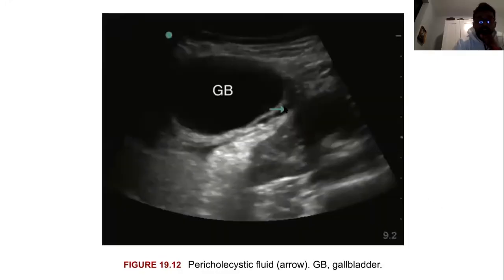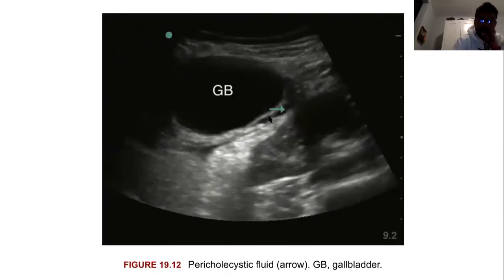And then here, this is the gallbladder, the anechoic region. This is the wall, and then you see this little thin line of anechoic signal, right? That's not supposed to be there. Anechoic signal is usually fluid. So this is pericholecystic fluid.